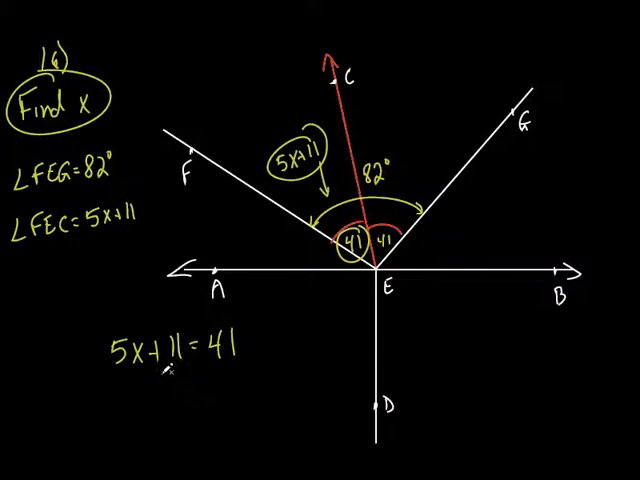And now let's go ahead and solve for x. Subtract 11 from both sides, and what's that? 30. Divide by 5, x is 6. And that's the question. They say just find x. That's all they ask for, is to find x. It's that easy.